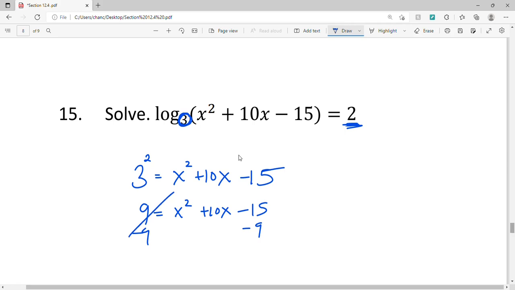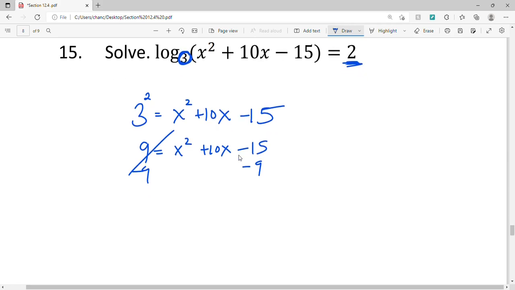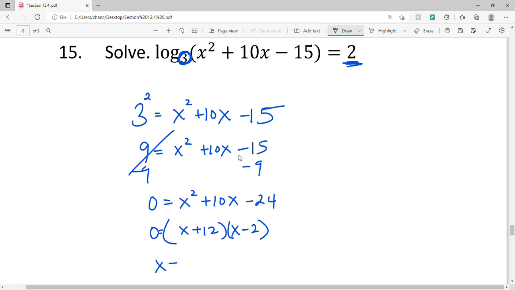Let's set this into a quadratic that's equal to 0. And now we can try to factor this. It factors as x plus 12 times x minus 2. And that means we have two possible solutions. X could be equal to negative 12, or x could be equal to positive 2.